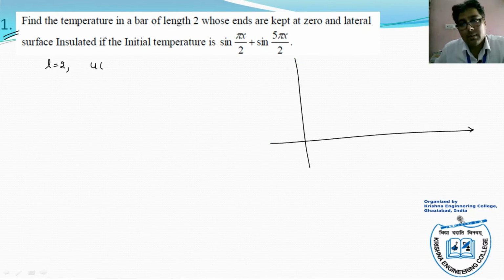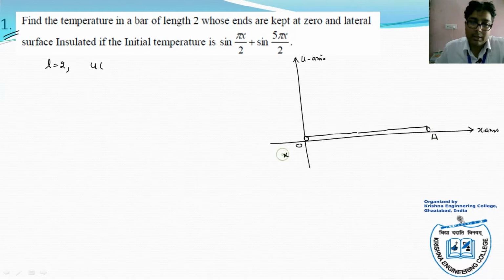This is the x axis and this is the temperature axis, that means u axis, and the temperature of the rod's ends are 0. So these are the ends of the rod, one end O and the other end A. At this end x is equal to 0 and at this end x is equal to 2. Clear?